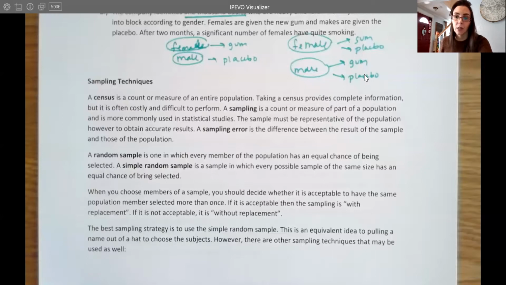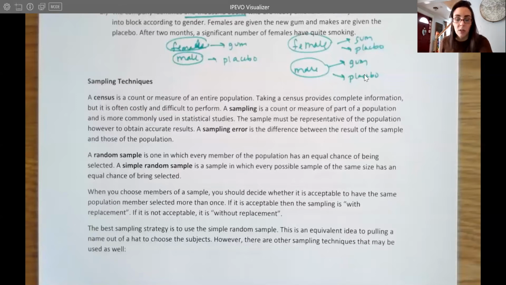And everything has error. So we will talk about later in class how to minimize that error. But there's always going to be usually some sort of error. It's almost inevitable. We do our best not to have too much error. So there are ways that we can minimize it. And we'll talk about that in class.